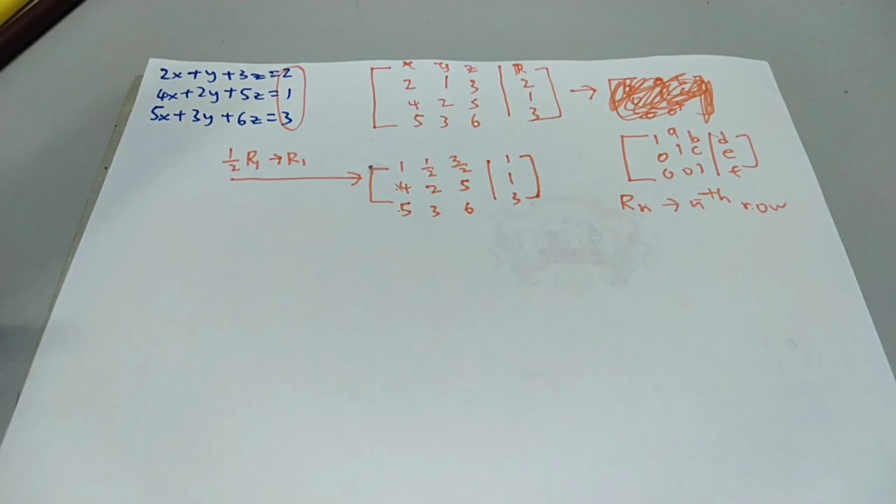So you're just basically doing row 2 minus 4 times row 1, so it will get 0. If row 3 minus 5 times row 1, then you will have 1/2. So you just keep doing this until you will get something like this.